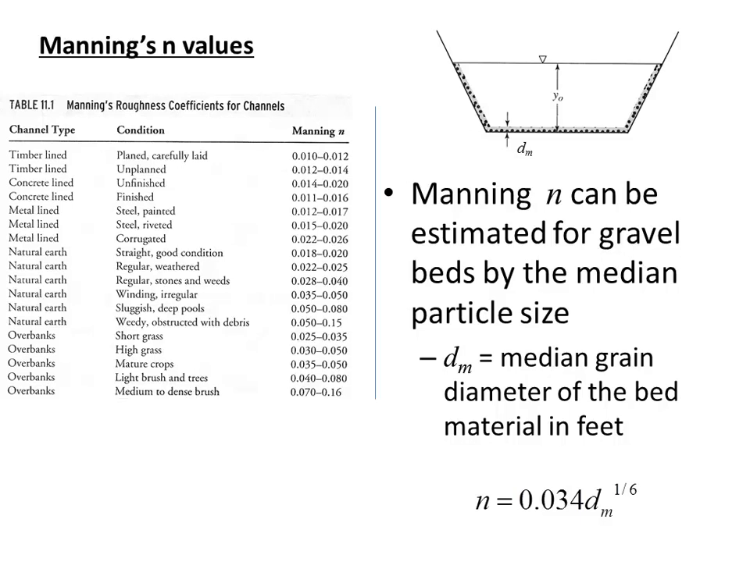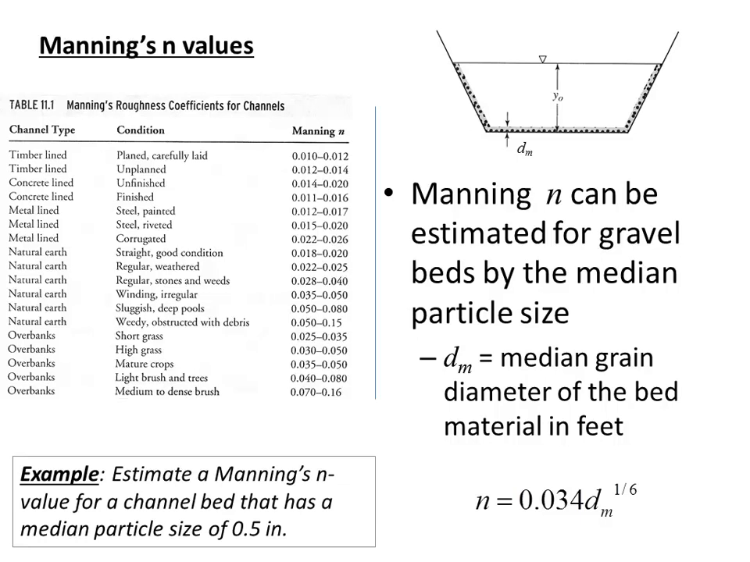This is for a relatively smooth pea gravel that would be found in the bottom of a channel. And we'll just do a brief example to illustrate how this works. If you have gravel that is 0.5 inches in diameter and would like to calculate the N value from that, you simply take d sub m of 0.5 inches divided by 12 inches per foot, which gives you 0.04167 feet in diameter.